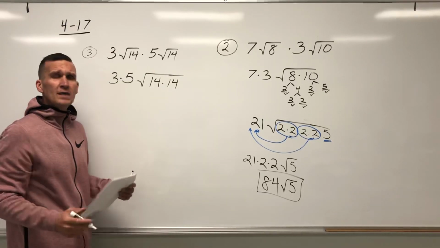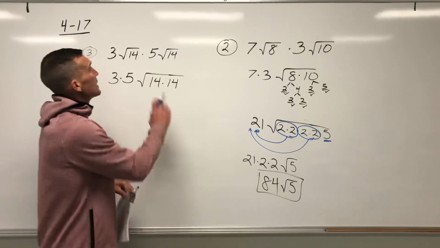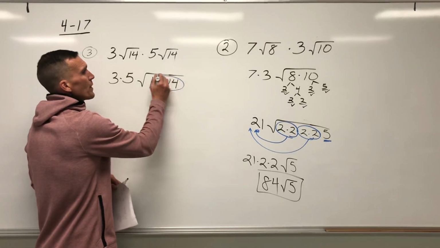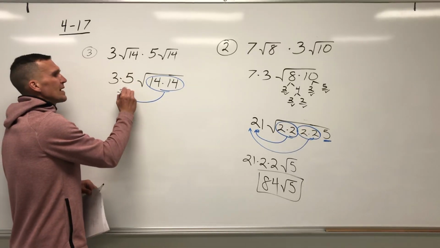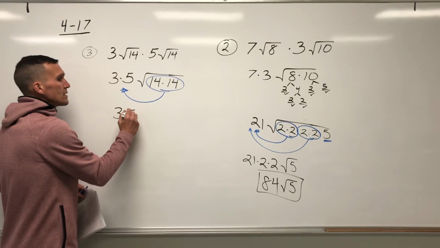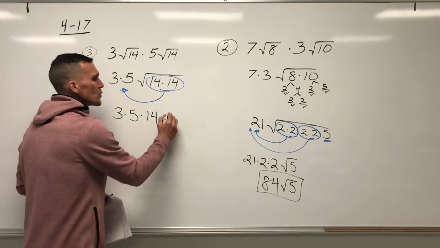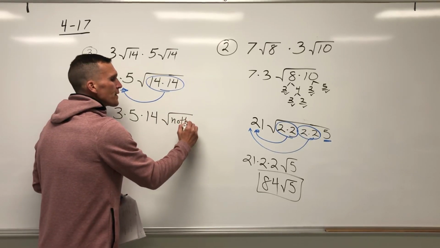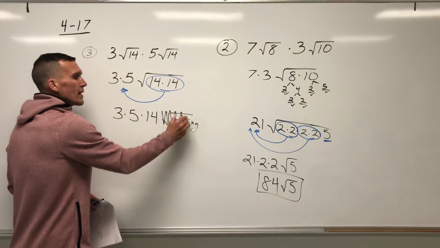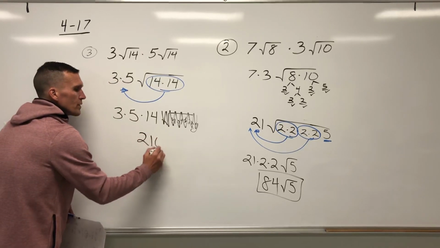I have a pair of 14s. There's no reason to break down these numbers at all because it's the quick rule. If the square roots are ever the same, it's not gonna be a square root problem anymore. The pair of 14s get to come outside as a regular 14. So what I have is a 3 times a 5 times 14 came out, square root of nothing. And remember, when there's nothing in the square root, we don't write it at all. So 3 times 5 times 14 is a total of 210.